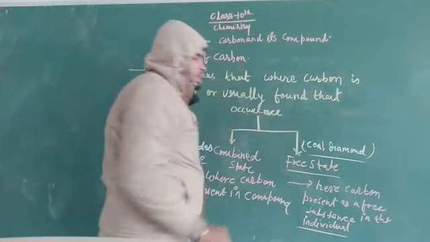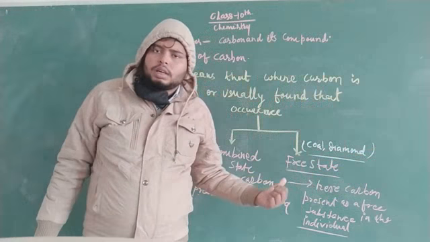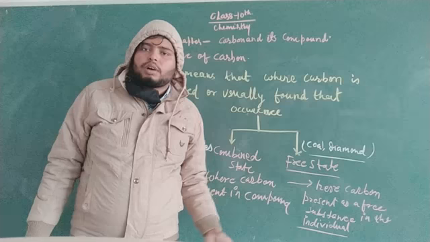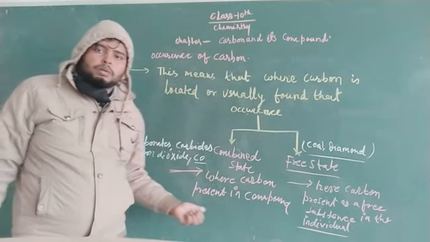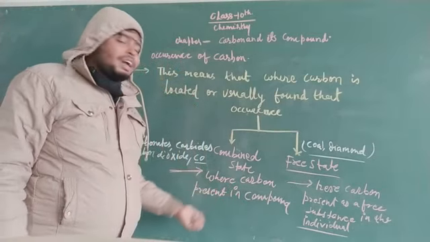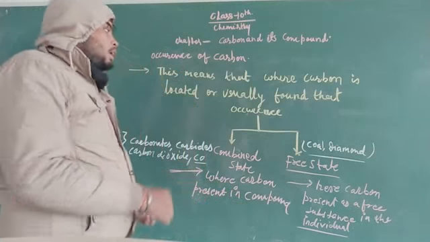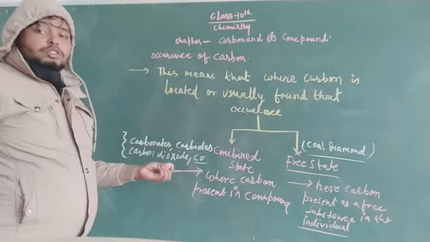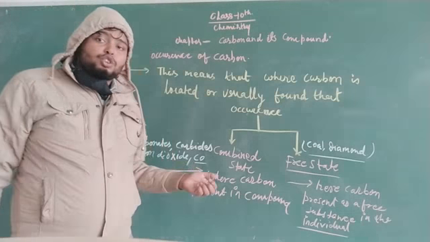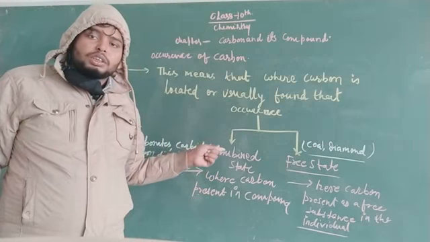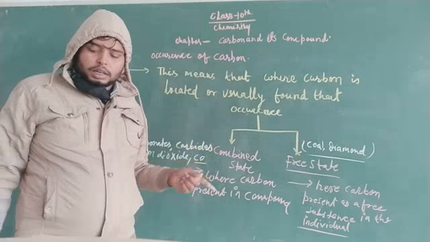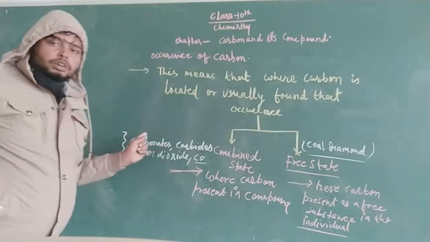All the forms like coal, peat, bituminous coal are the free state of carbon, and where compounds of carbon are present, that is the combined state usually. That means this is the occurrence of carbon. You have learned that, and you also studied it in the previous class. I will teach this in the offline classes. Again, take a screenshot of this.